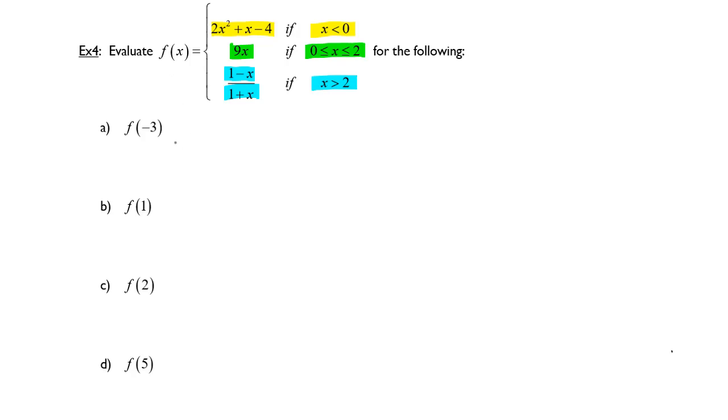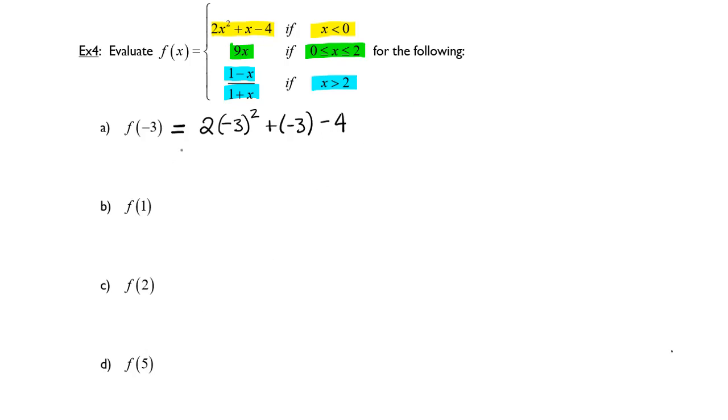So let's start out with f of negative 3. Negative 3 would fall on the interval less than 0. So the rule we're going to use is 2x squared plus x minus 4. But remember, if our input is negative 3, we do a substitution of negative 3 wherever there was an x in the original rule. So that would give me 2 times the quantity negative 3 squared plus a negative 3 minus 4.